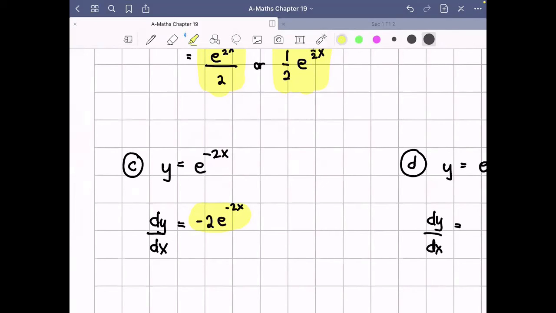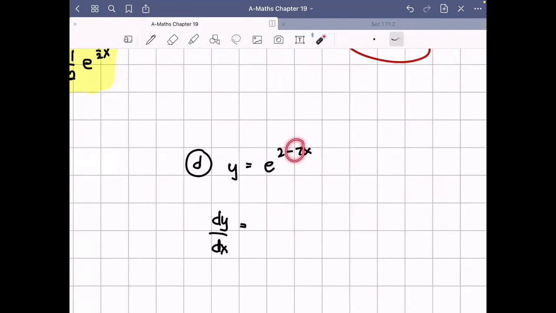And then how about letter D? Letter D, what is the coefficient of x here? It's a negative 7, right? So negative 7 will be multiplied here. Okay, negative 7. And then just write the whole exponent, 2 minus 7x. Okay, so that's your answer.